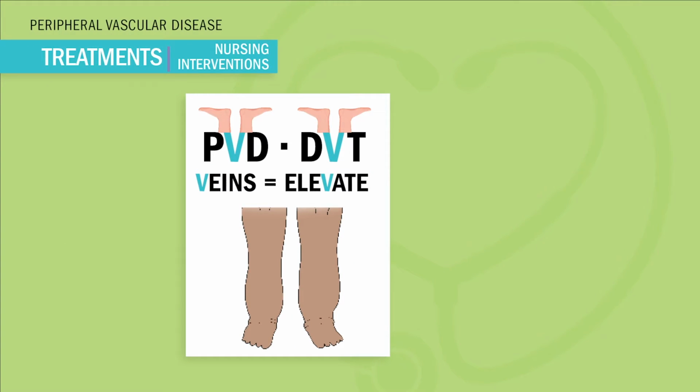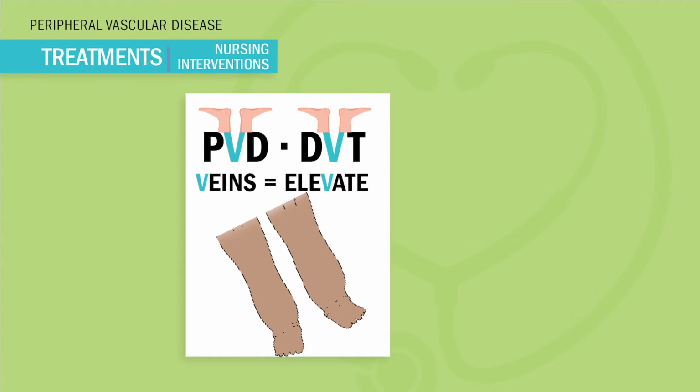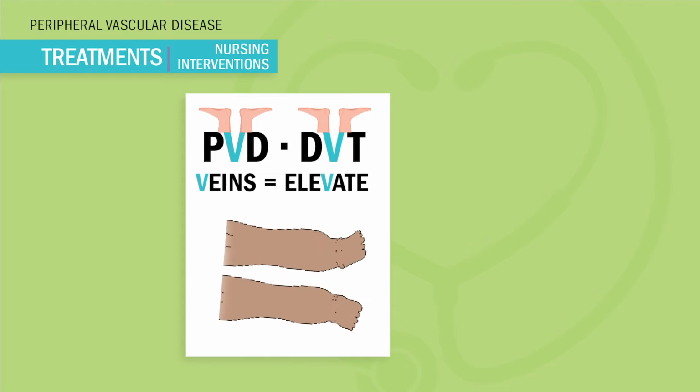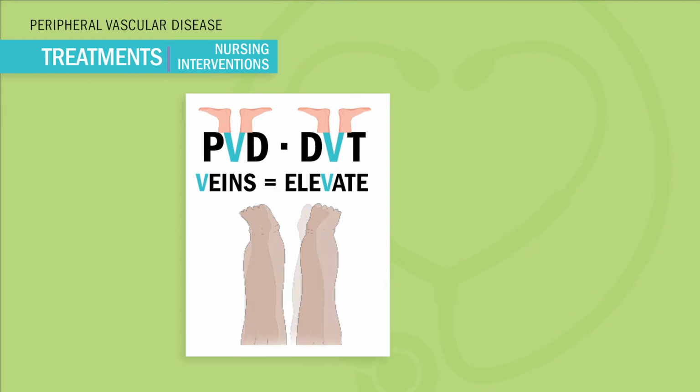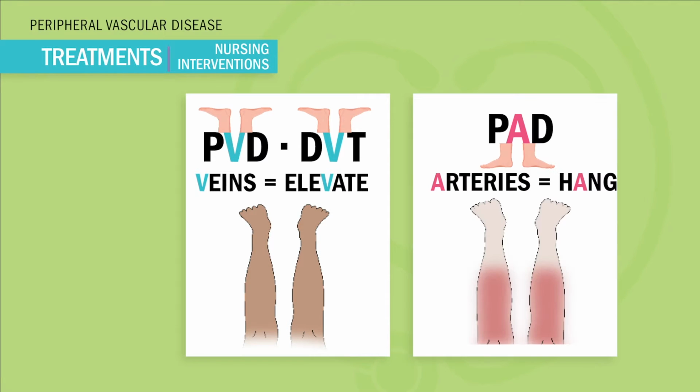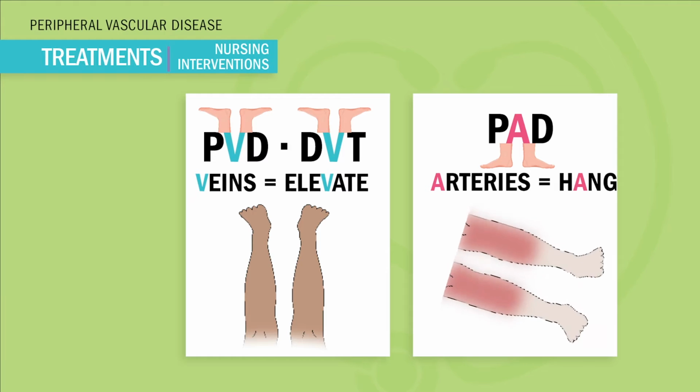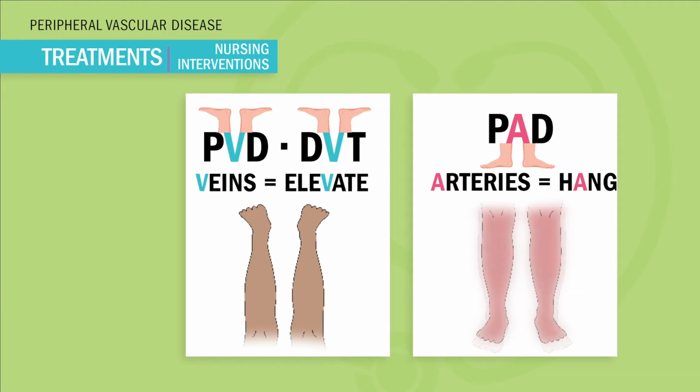Now, I can almost guarantee you this next part is gonna be on your exam. So PVD, guys, we elevate the legs. V is for elevate, all vein problems. Remember, elevating helps to vacuum all that fluid back up to the heart. So elevate, PVD, and even DVT. Now PAD, remember, put arteries down. A for hang the leg over the bed.